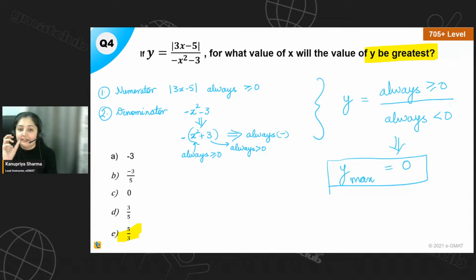So this is a logical inference that we drew about y, which makes us infer that the maximum value of y can be 0. Do you all agree? The maximum value of y, because the question asks us the value of x for which y will be maximum. So the maximum value of y will be 0. Now, how difficult is it to solve to get the value of x for which y is 0? You don't even have to write it down. For y to be 0, the numerator will be 0, which means that x will be 5 by 3. And that is why choice E is the correct answer.